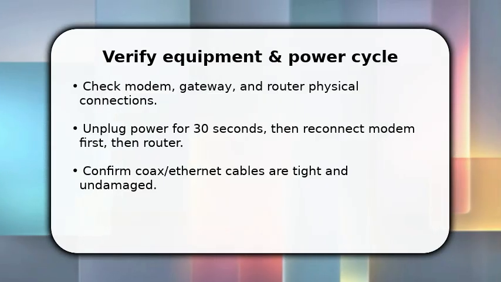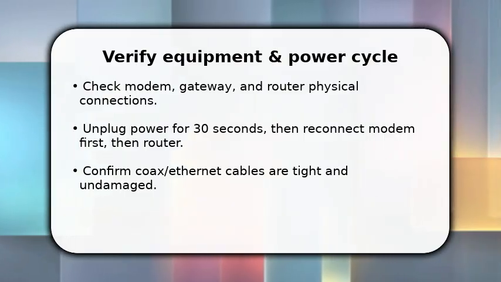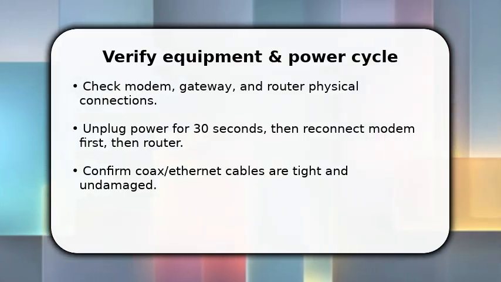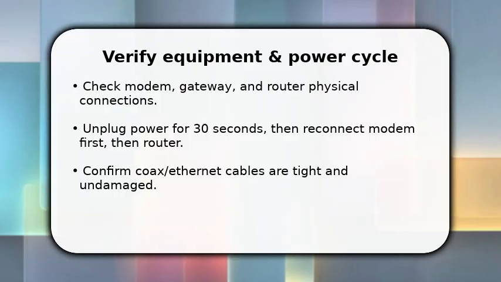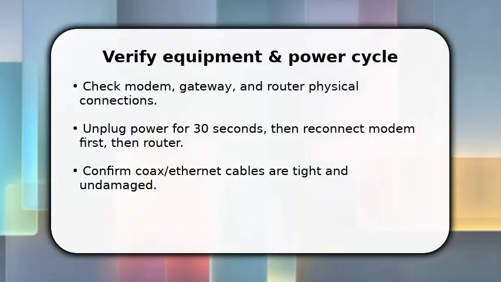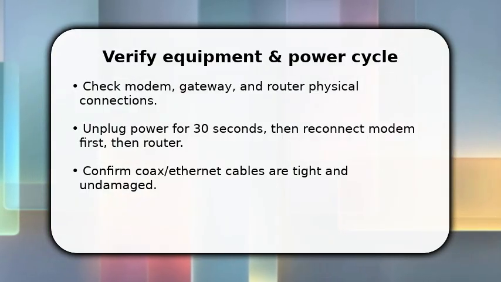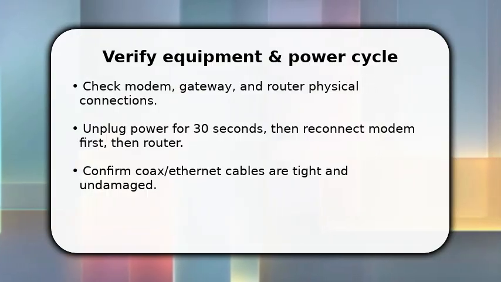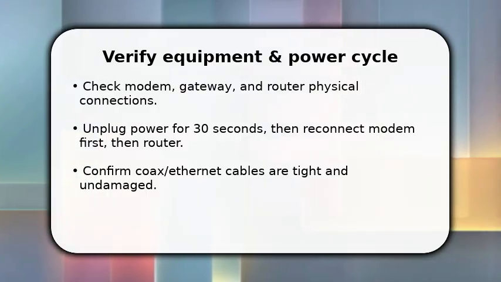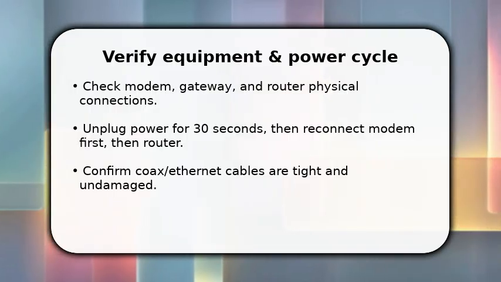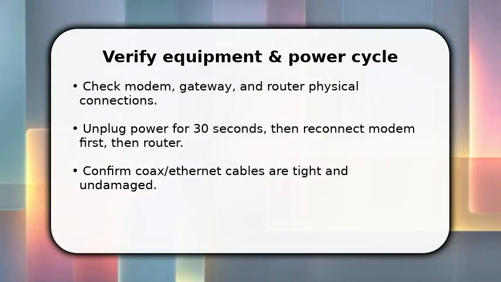You'll start by confirming the essentials: power and cabling. First, unplug the modem or gateway power and wait 30 seconds. This clears transient errors. While it's off, inspect the coax and Ethernet cables for bends or loose fittings and reseat them firmly. Once done, plug the modem back in, wait for solid lights, then power your router.